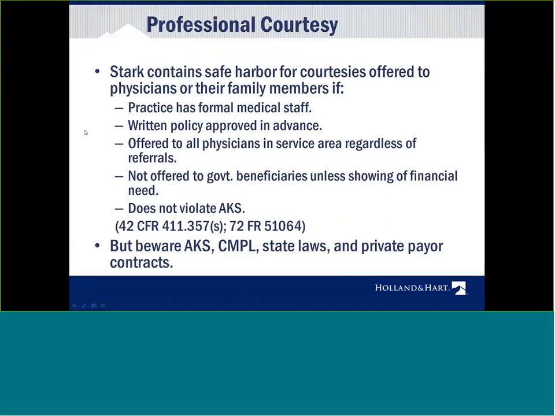Stark law contains a specific safe harbor for courtesies, and that requires that there's a formal medical staff, a written policy on professional courtesy approved in advance, that whatever is offered is offered to all physicians, and it's not offered to government healthcare program beneficiaries unless they're showing a financial need. So again, if that's a practice that your organization plans to engage in, it's good to have your policy and your process set forth in writing up front, and to document that you're following that process and policy.